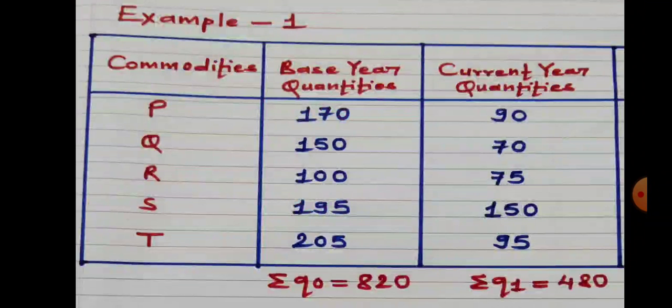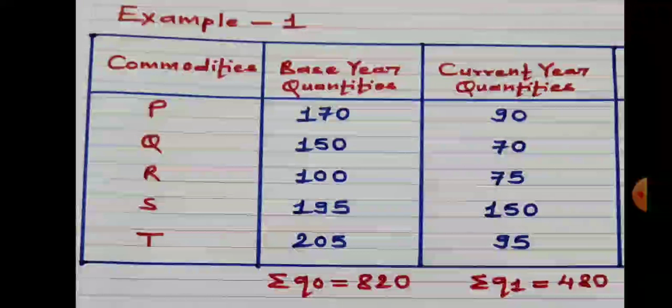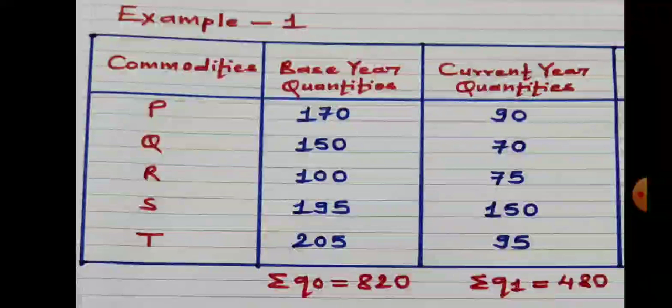Now let us explain how to construct the quantity index number with the help of an example. Here 5 commodities are given: P, Q, R, S, T. In the second column, base year quantities are given: 170, 150, 100, 195 and 205. In the third column, current year quantities are given: 90, 70, 75, 150 and 95.